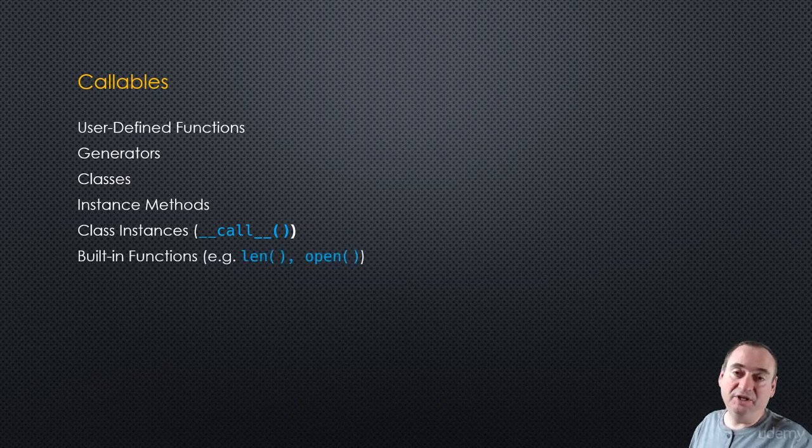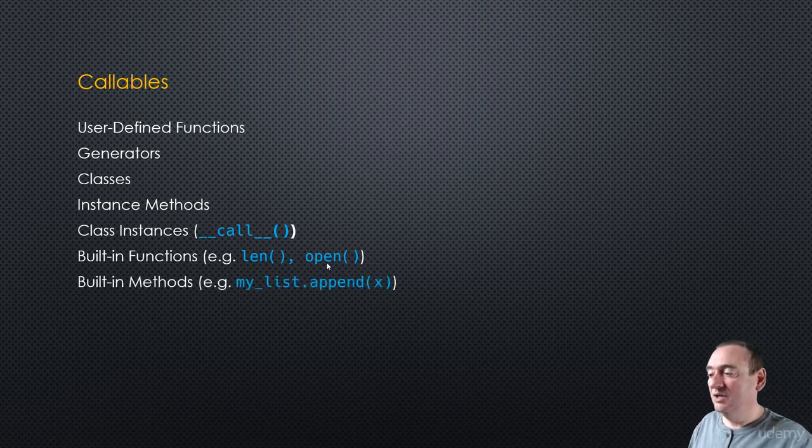And then you have built-in functions, right? Python has a lot of built-in functions like len, to get the length of a sequence, for example, open, if you want to open a file. You also have built-in methods. And really, they're no different than instance methods. But for example, if you have a list, well, lists have an append method, so you can append an element to the end of the list. These are all callables.